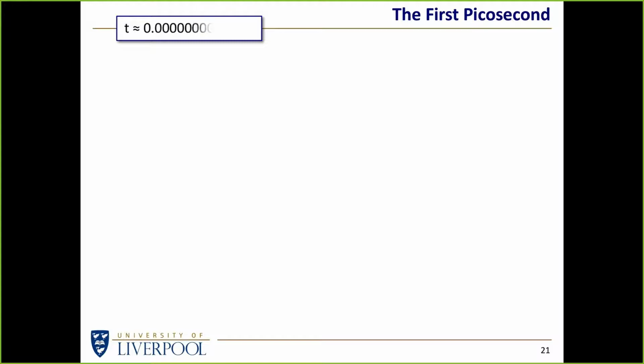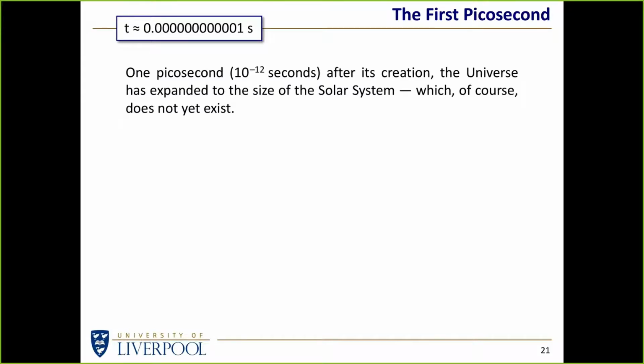And now we arrive at the point of 1 picosecond, 10 to the minus 12 seconds. 1 picosecond after the creation of the universe, it has expanded to something of order the size of what we would now call the solar system. Of course, the solar system doesn't exist yet, just to give you an idea of scale.